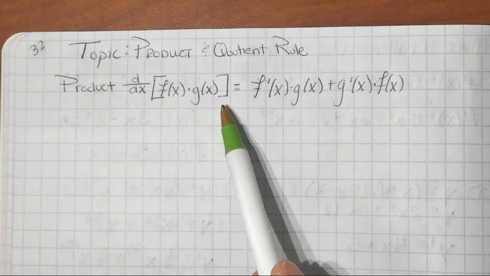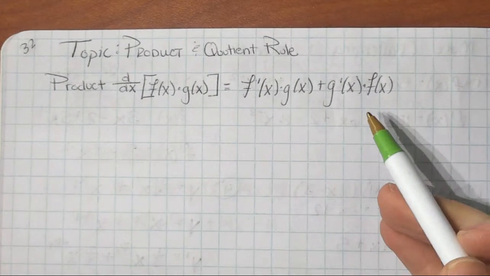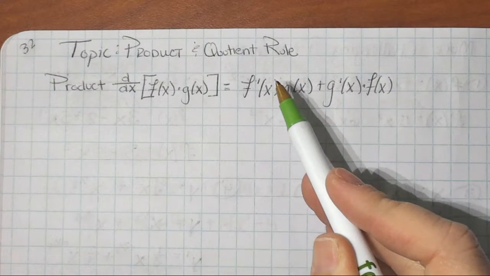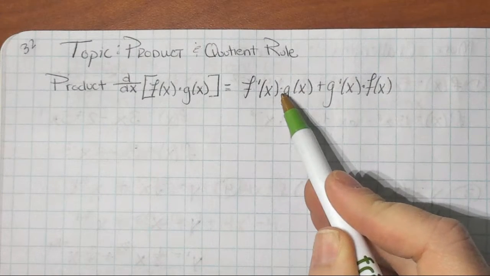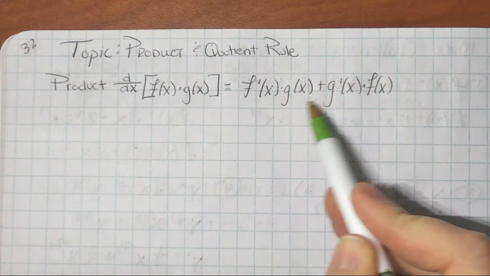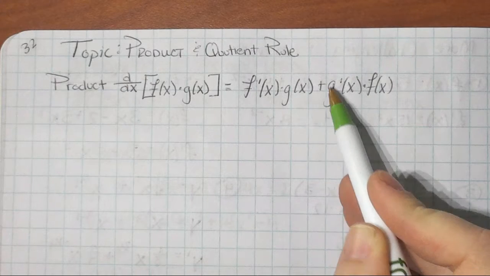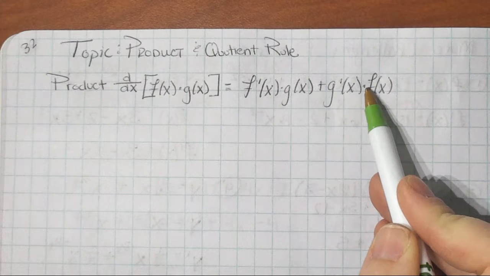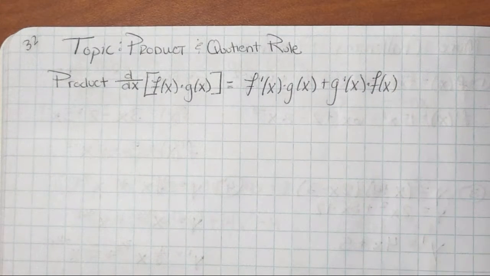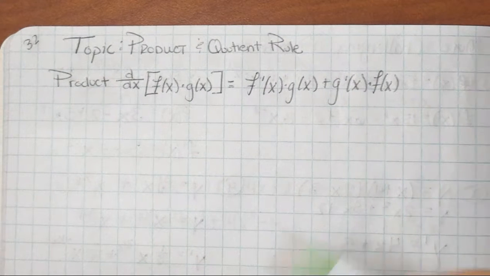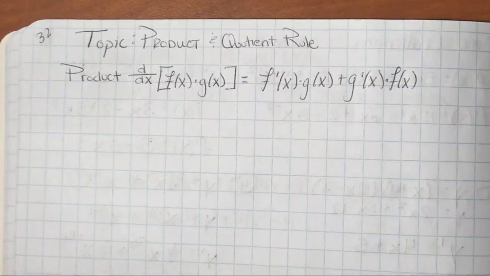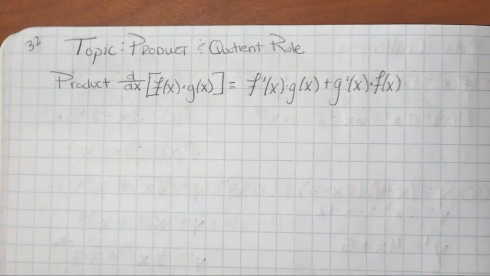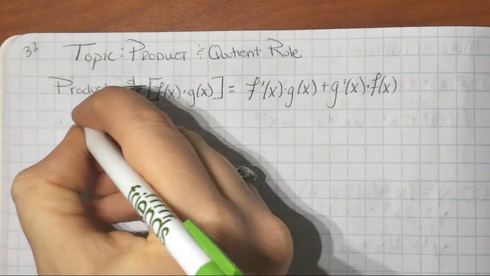So what you're going to do, and this is how I do it, I take the derivative of the first function times the second function that's just regular, plus the derivative of that second function times the original first function. It looks a little bit confusing, but just try and follow along. So let's look at example number 1 here.